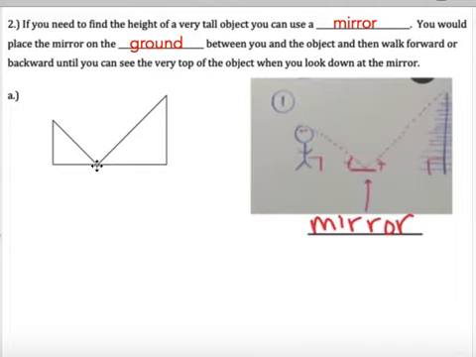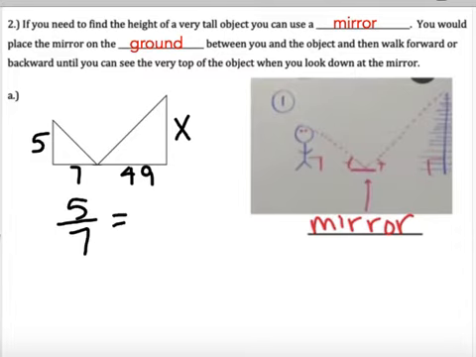So in this scenario, let's say again we have a 5-foot tall person who is 7 feet away from a mirror. That mirror, though, is 49 feet away from this tree. Okay? So again, we have two similar triangles here. We could set up a proportion to solve. So 5 over 7 would equal x over 49.